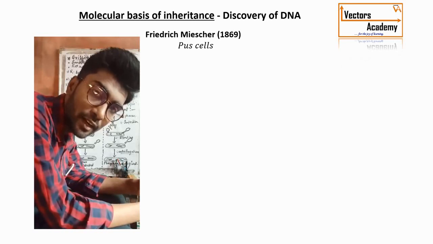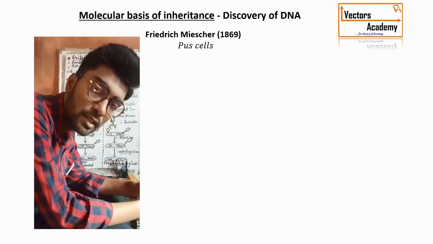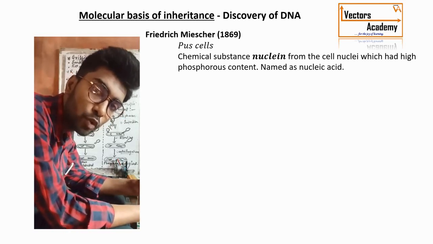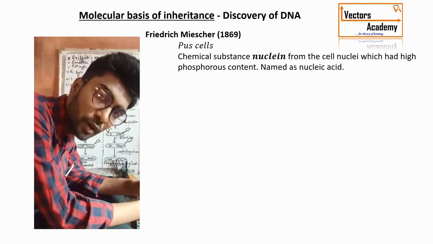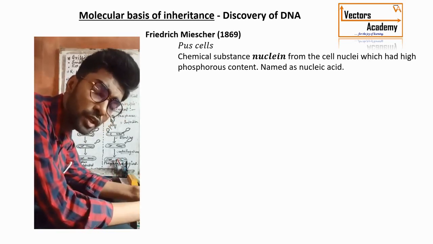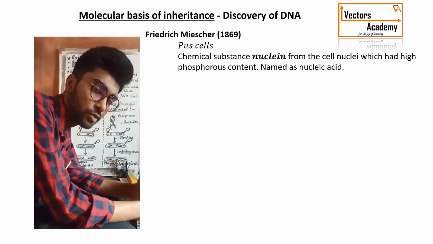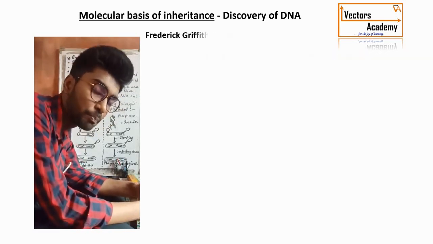Now when he added a weak alkaline solution, the pus cell got leached and there was a separation of nuclein, which separated in the solution. Now this nuclein is a chemical component which is made up of DNA and RNA. So here we are going to study how the DNA came into existence. So the first experiment was Griffith's experiment, right?